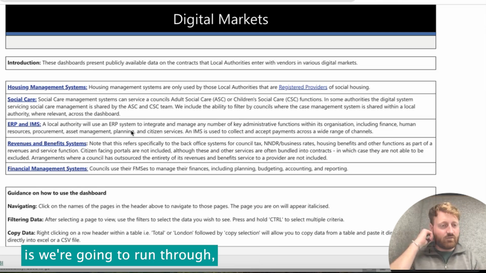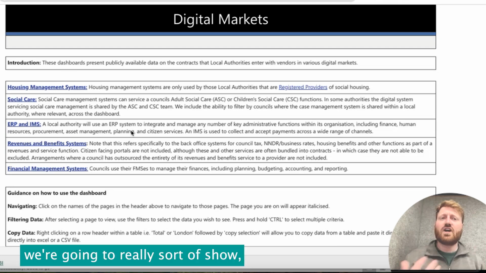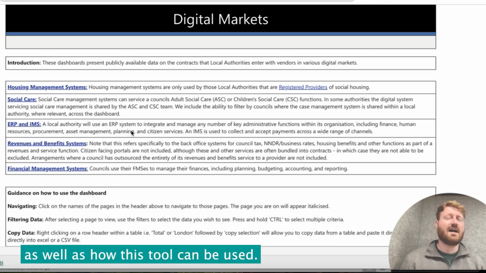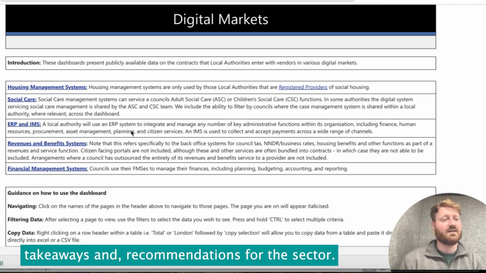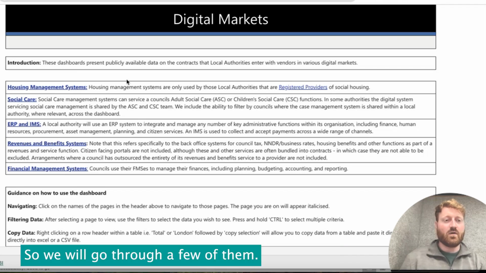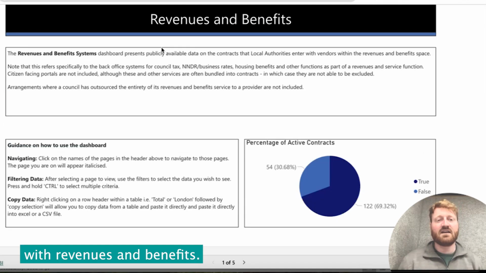So what we're going to do is we're going to run through some of the key takeaways from these markets. We're going to show the data trends as well as how this tool can be used. And we'll finalize with some key takeaways and recommendations for the sector. So we will go through a few of them. We're going to start with revenues and benefits.